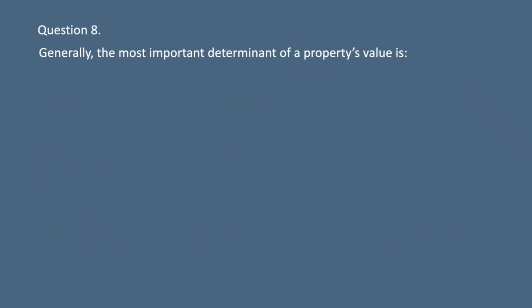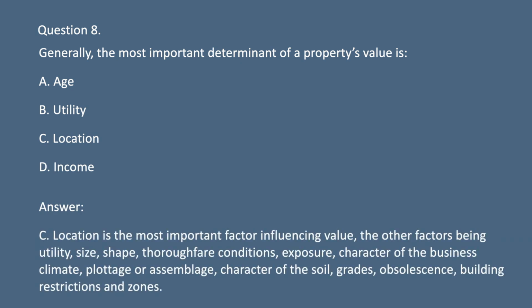Question 8. Generally, the most important determinant of a property's value is A. Age. B. Utility. C. Location. D. Income. Answer: C. Location is the most important factor influencing value, the other factors being utility, size, shape, thoroughfare conditions, exposure, character of the business climate, plottage or assemblage, character of the soil, grades, obsolescence, building restrictions and zones.